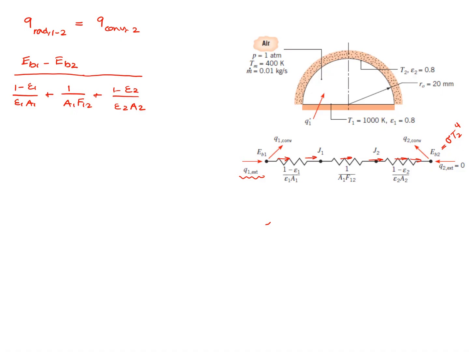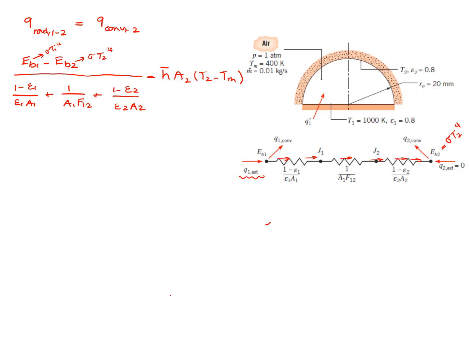So that will be my left-hand side, and the right-hand side I know is convection on the second surface. Convection on the second surface will be h-bar, convection, A2, temperature of the second surface minus temperature of the air. That would be the formula for convection heat transfer. The E_b values, in order to evaluate them, you have to have your Stefan-Boltzmann constant times T to the power 4. So that's the Stefan-Boltzmann constant times T2 to the power 4.